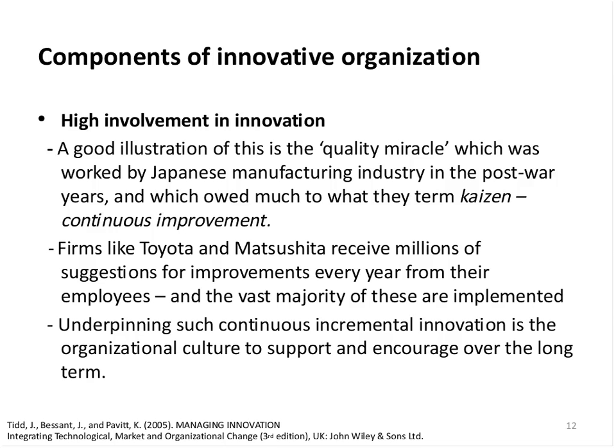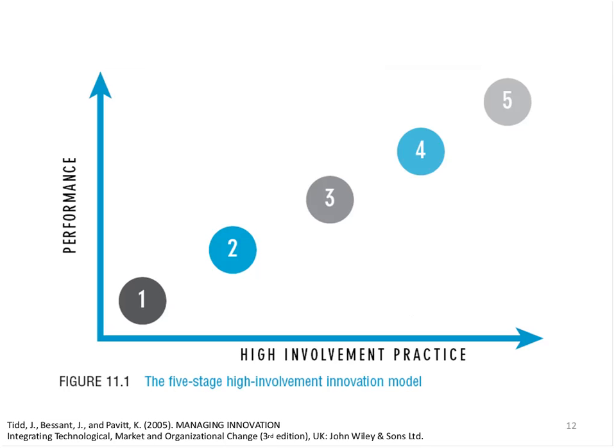It means that employees do not give them poor ideas, they give them very good ideas on how this could happen. Underpinning such continuous incremental innovation is the organizational culture to support and encourage it over the long term. If you want to reach a stage where Toyota is, where they receive millions of worthwhile ideas every year, you certainly need to go through a process called high involvement practice.